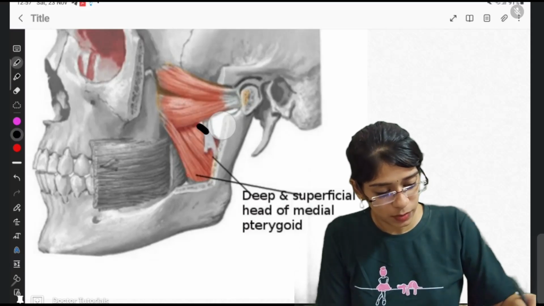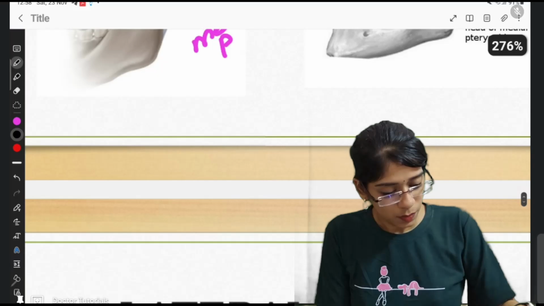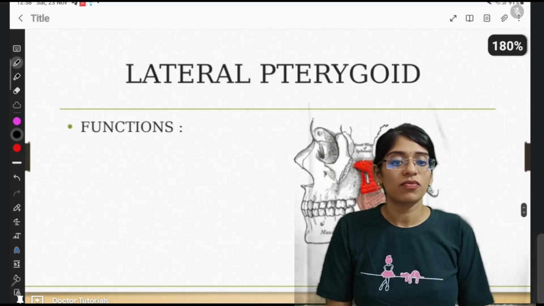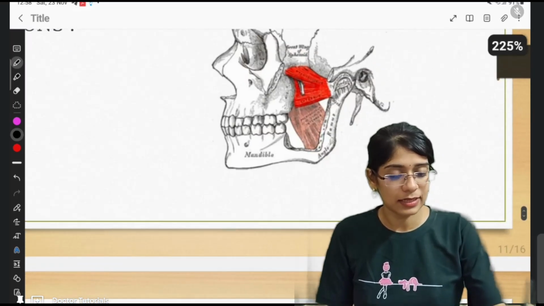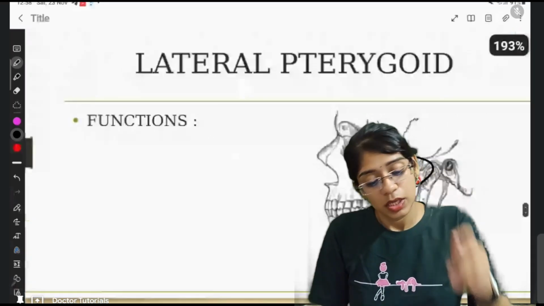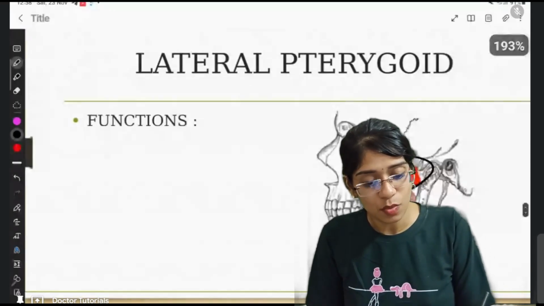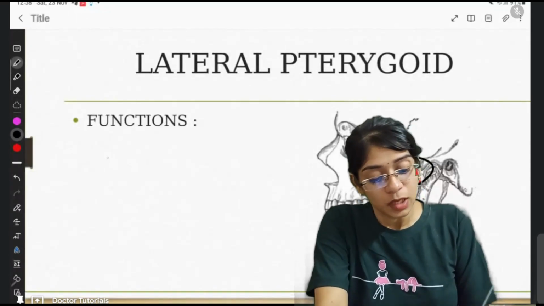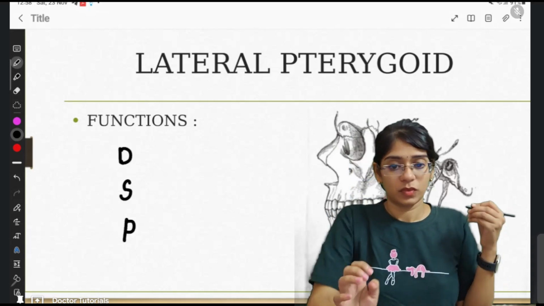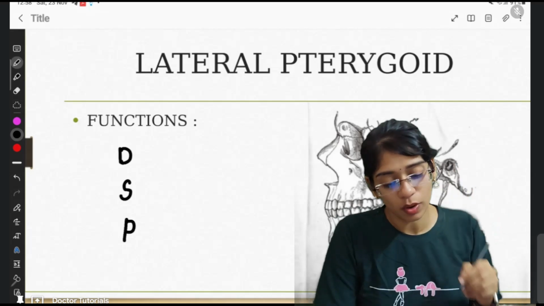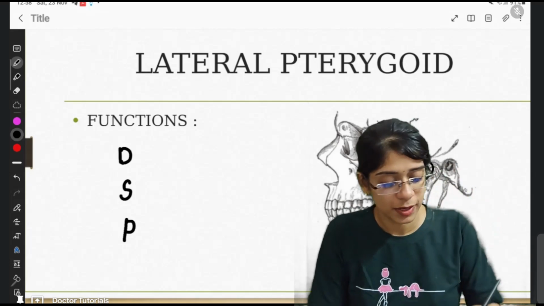This much understood. Now, what is the function of lateral pterygoid? I have drawn it in red. This is lateral pterygoid. What is the function? You will remember with the mnemonic DSP. What is it? DSP. That mnemonic you will remember for lateral pterygoid.